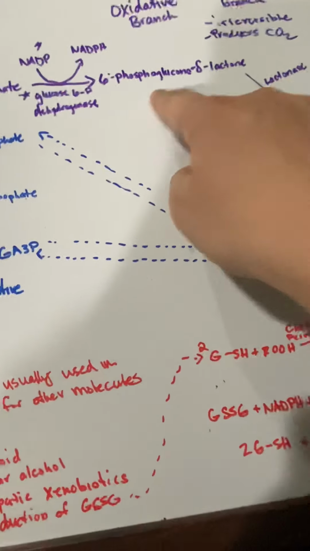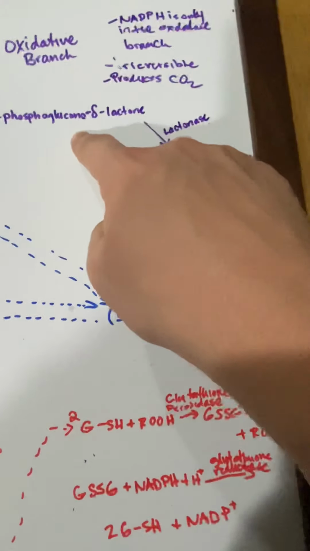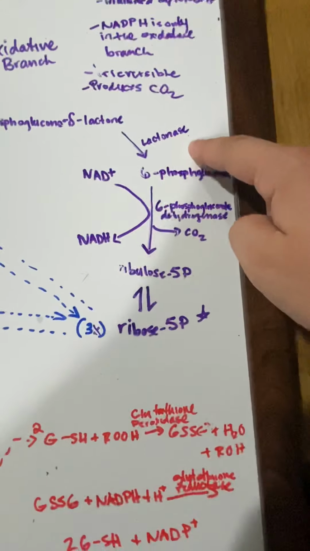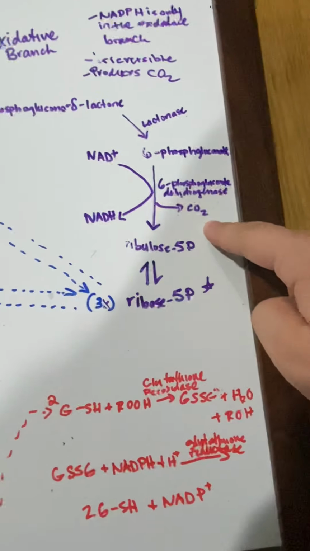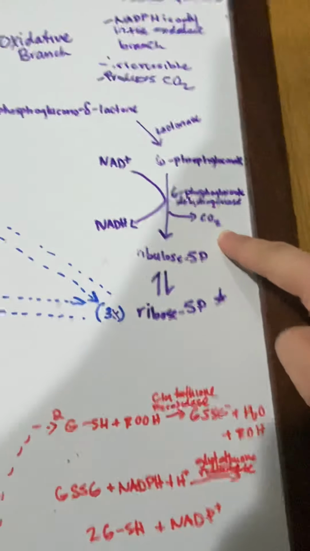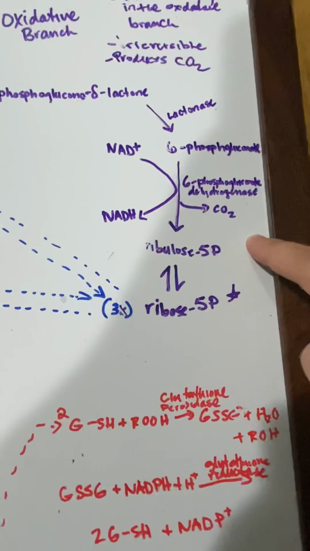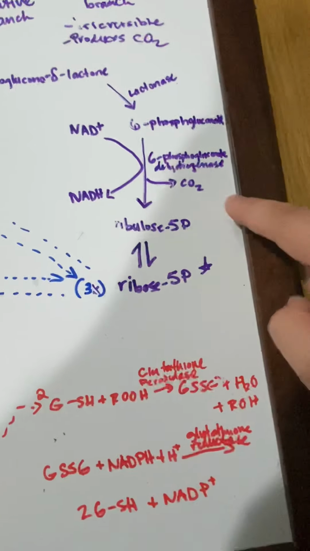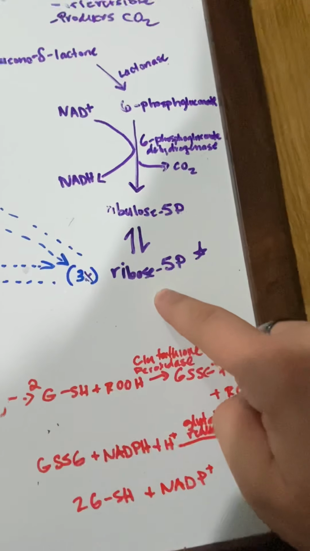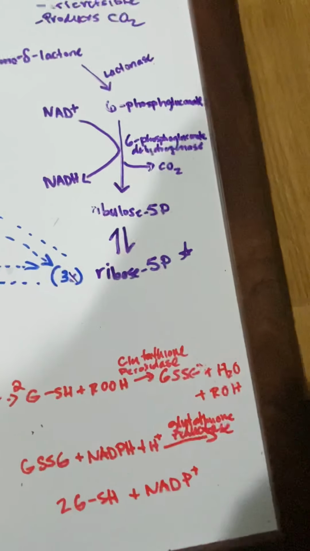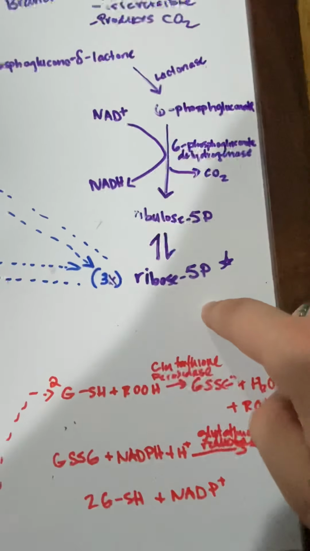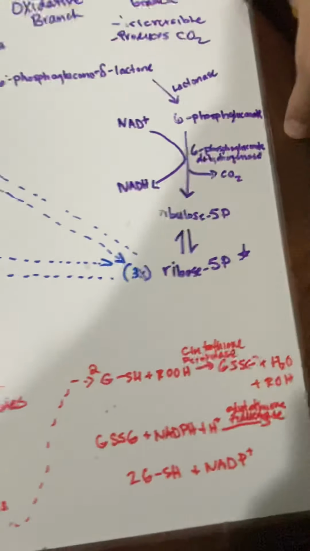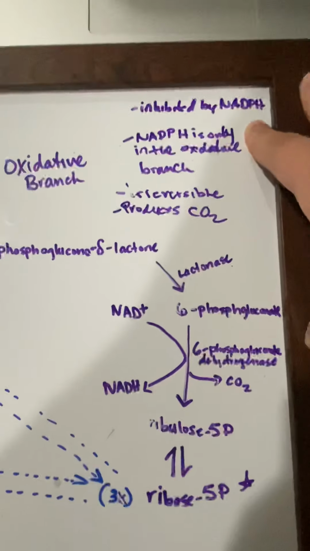We don't need to know this intermediate or this. We need to know that carbon dioxide is released, and that we get NADPH from it. But the end result is that we get ribose 5-phosphate, which is that sugar. Some things to note is that it's inhibited by its product right here.